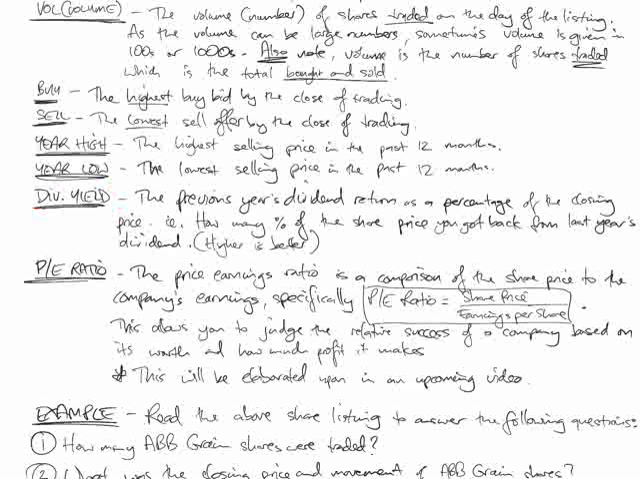The next column is dividend yield, or div yield. The previous year's dividend return as a percentage of the closing price.